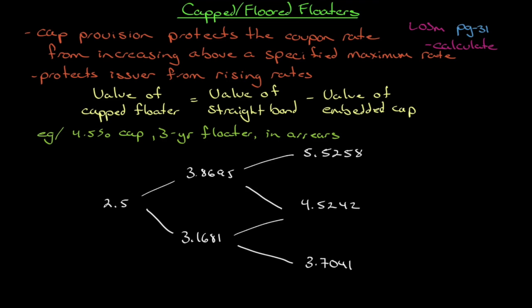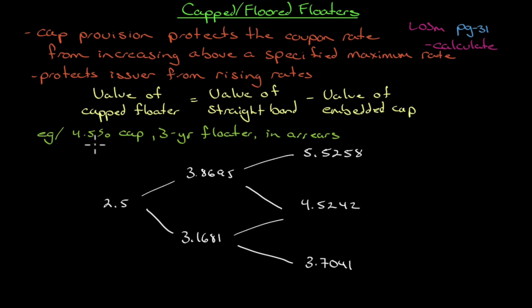We are on LOS M. Our keyword here is to calculate: calculate the value of a capped or floored floating rate bond. This requires just a little bit of extra work, but it's not really that difficult. So let's go through what a cap and a floor is. A cap provision protects the coupon rate from increasing above some specified maximum rate. This protects the issuer from rising rates, so it's an option that benefits the issuer. So the value of a capped floater will equal the value of a straight bond minus the value of the embedded cap. We should find that the price we recover is actually lower.